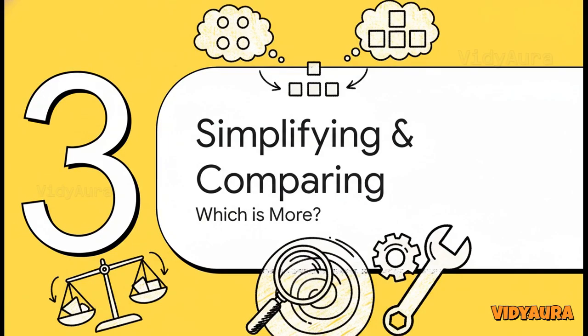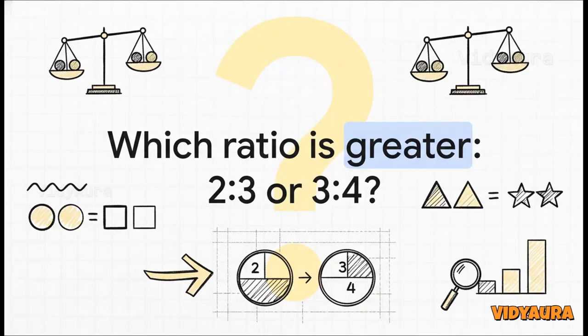Okay, so we can make a ratio and we can simplify it. Now it's time to sharpen our tool a little bit more. How can we use this skill to figure out which of two different ratios is actually bigger? Let's try a little puzzle. Which one's greater? A ratio of 2 to 3 or a ratio of 3 to 4? It's not so obvious just by looking at them, is it?